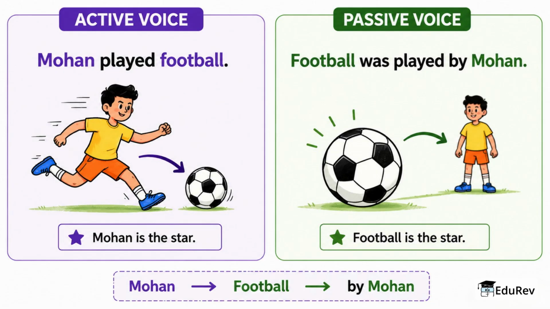This brilliantly illustrates that shift. Take a look at the active sentence. Mohan played football. Mohan is the star of the sentence. But watch what happens when I change it to passive. I physically move the object, football, to the very front of the sentence. Now football is our new subject. Football was played by Mohan. Notice how Mohan got pushed all the way to the back with that little word by.